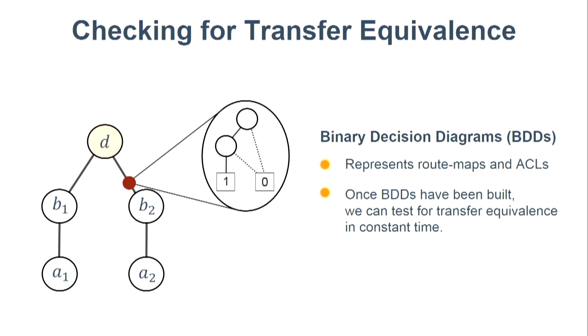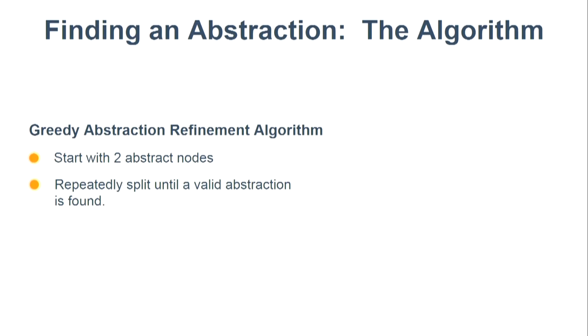Okay, so once we've done this setup phase, the algorithm is really very simple. We start by dividing the network into two abstract nodes, and then we check to see if our conditions, transfer equivalence and the topological for all exists condition, hold. If it doesn't hold, then we repeatedly divide the abstraction into smaller and smaller pieces until we find an abstraction for which our conditions are satisfied. In the worst case, we might just wind up back with a concrete network, but in practice, this doesn't happen.